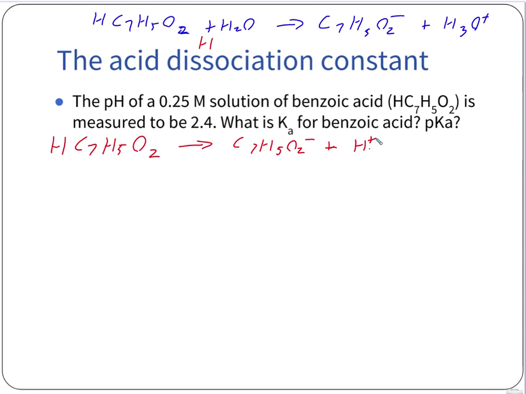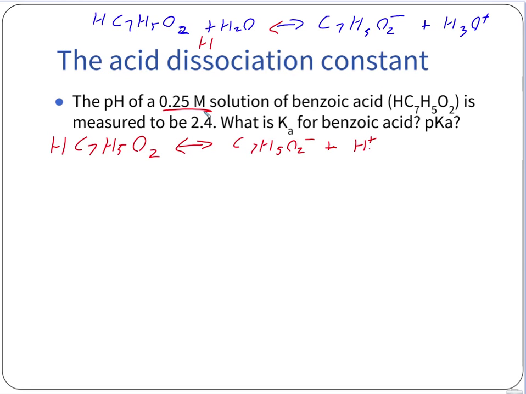Now, this is not one of our strong acids, so that means this is going to be a weak acid, because we said if it's not one of those that we listed, it's going to be weak. That means this is going to be at equilibrium. And if it's at equilibrium, then we can't assume that the 0.25 molarity of the original benzoic acid is all going to be what we end up with here. We're going to have to use some of our equilibrium methods for this.